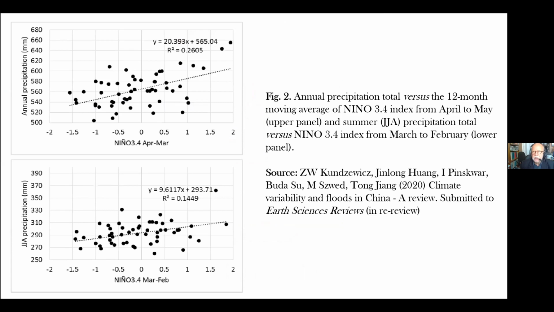Annual precipitation total versus moving average of Niño 3-4 index for annual precipitation in China and summer precipitation in China show some link. The correlation is not very strong, but R square is 0.2605 for annual, less for summer.